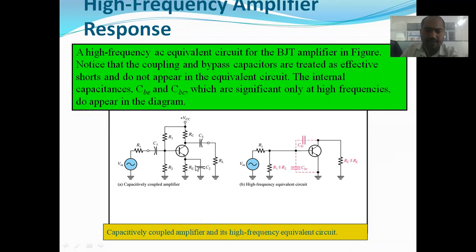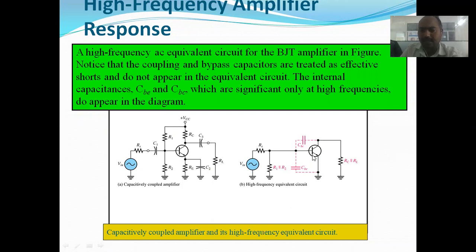Which are those? C1, C2, and C3. C2 is called the emitter bypass capacitor. But see, these coupling and bypass capacitors are not affecting it, but there are three capacitors which should be added with respect to this configuration. The equivalent diagram of this high frequency amplifier circuit is shown here.